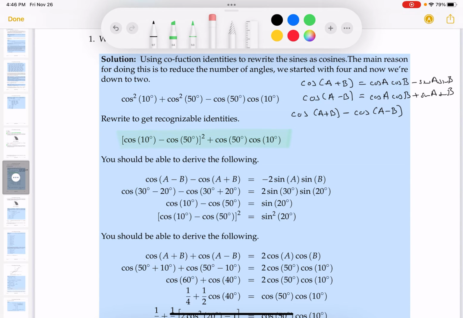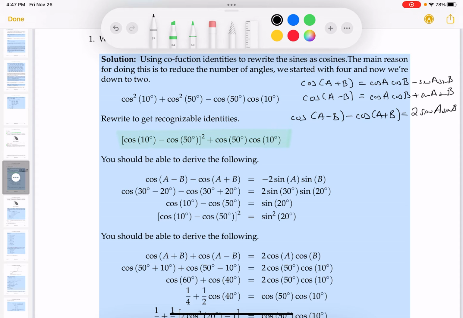Maybe I'm going to erase that. I'm going to try a different one. I'm going to do cosine A minus B minus cosine A plus B. There's a point to this, by the way. We're just looking for something that we can use. So I'm going to subtract that. I would get 2 sine A sine B. All right, let's take a look at it.